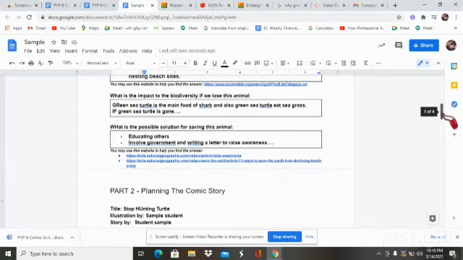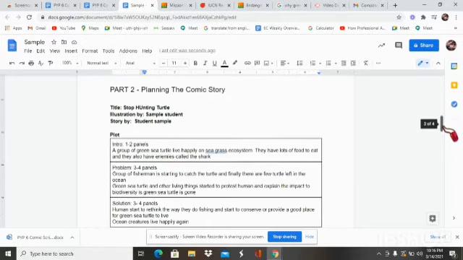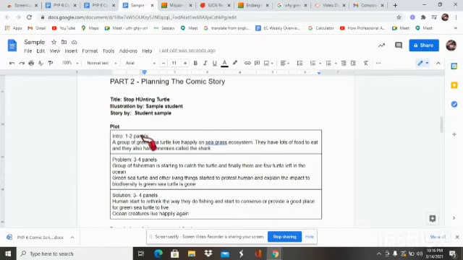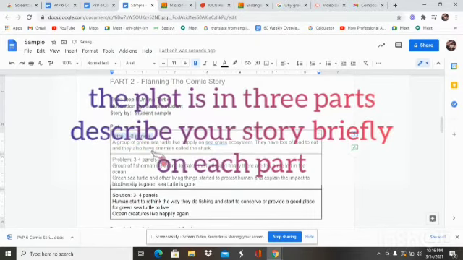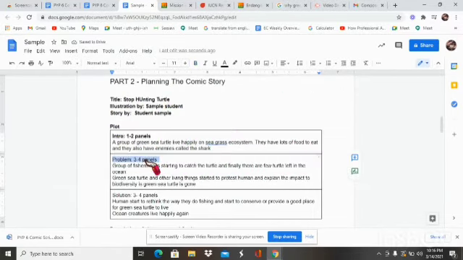So once you finish with the plot, if you see that, it is actually divided into three parts, and there are about 10 to 11 panels altogether for your comic, so you don't have to make the whole comic book. So basically it's like a comic strip, okay, just one paper comic, and there are 10 panels, so it's quite short. The challenge is how to make that short comic powerful enough to tell a message about saving the turtle.